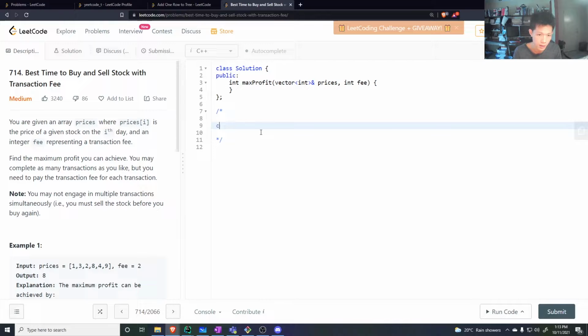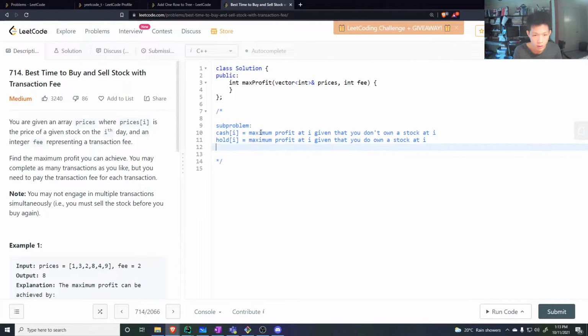Let's say you have two states, cash at i and hold at i. Well, cash at i represents the maximum profit at i, given that you don't own a stock at i. And hold would be the maximum profit at i, given that you do own a stock at i. So this is the subproblem. And then you have the transition. So what do these actually mean?